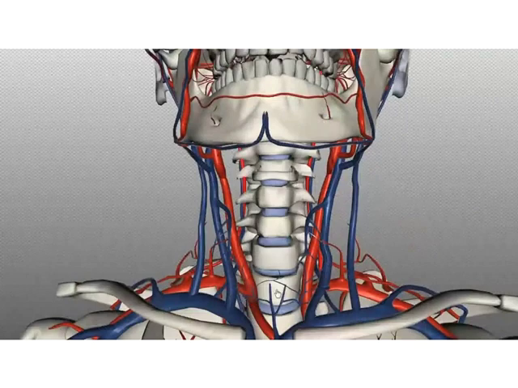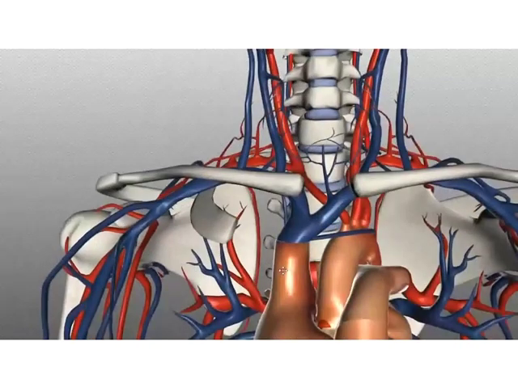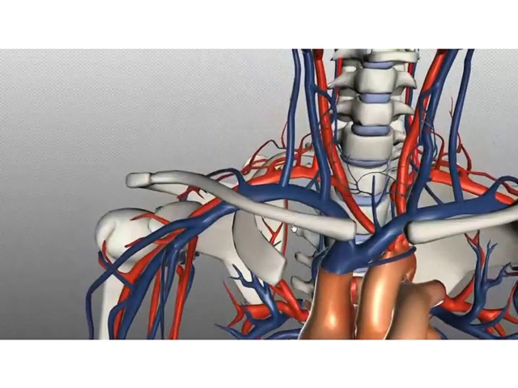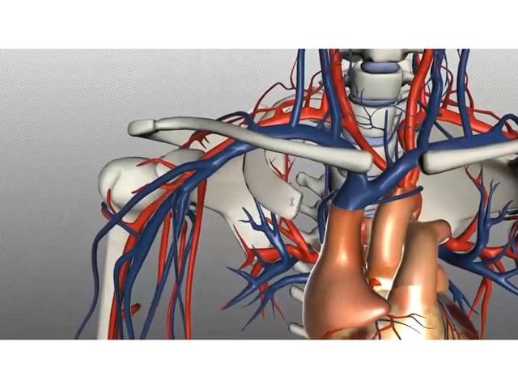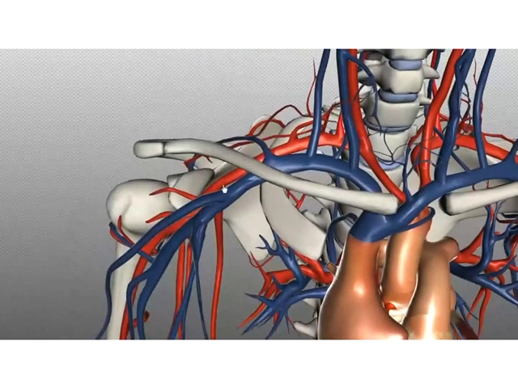So I'm just going to follow this course of the subclavian artery, and I'll just show you what that extends down to. So the subclavian artery, you can see it running here underneath the clavicle, and that's why it's called the subclavian. So sub meaning under, and clavian referring to the clavicle, so it runs underneath the clavicle.